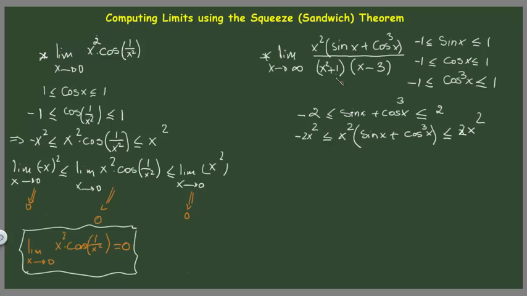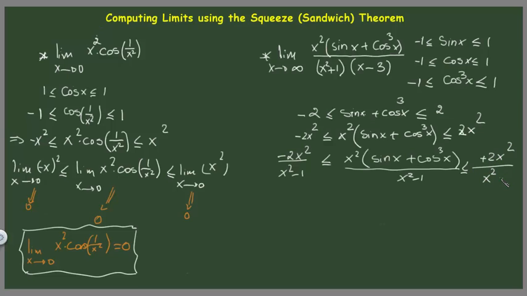So we consider the half here. Now we're going to divide by x to the power 2 plus 1. So we're going to have here minus 2x to the power 2 divided by x to the power 2 minus 1, which is less or equal to x to the power 2 times the sine of x plus cosine to the power 3 of x over x to the power 2 minus 1. And this is less or equal to minus 2x to the power 2, sorry, over x to the power 2 minus 1.